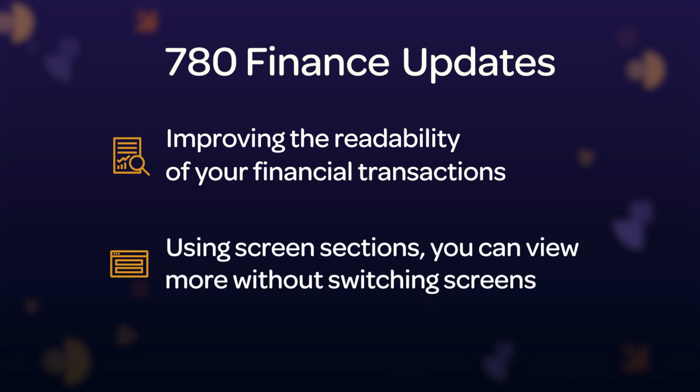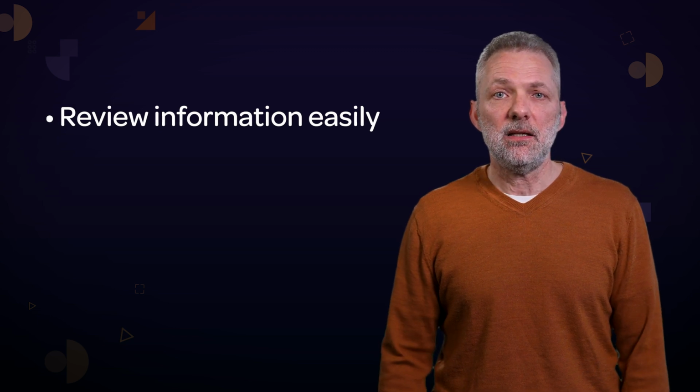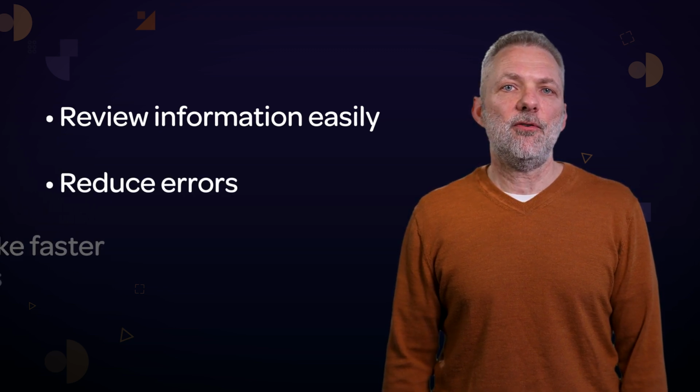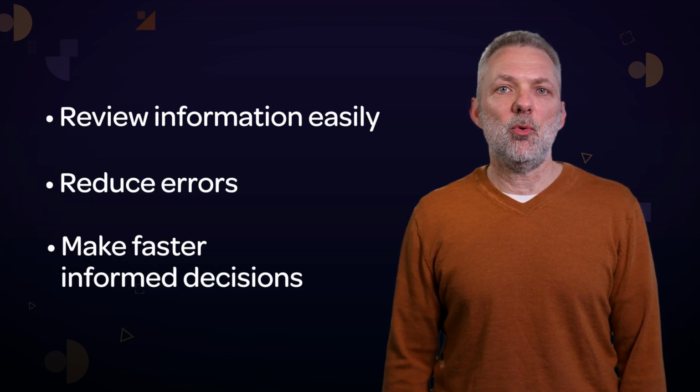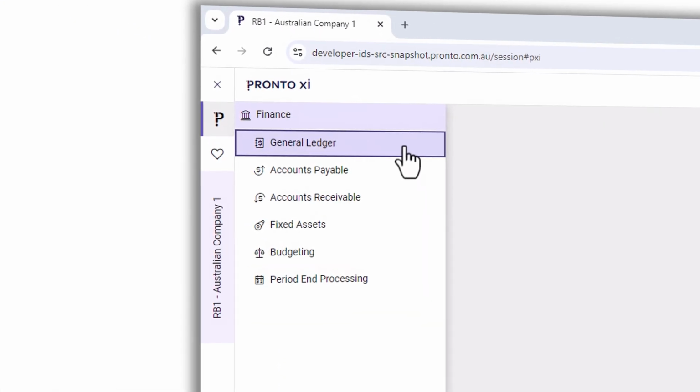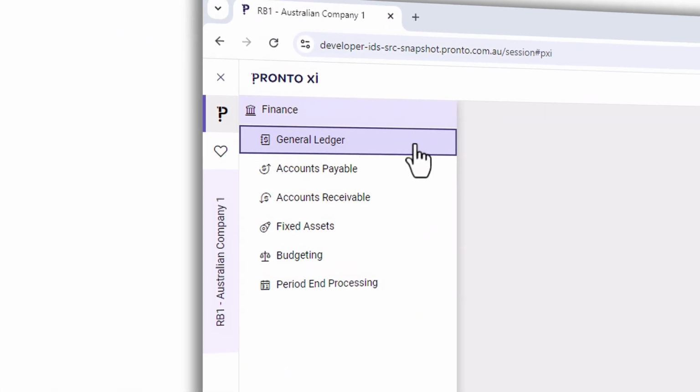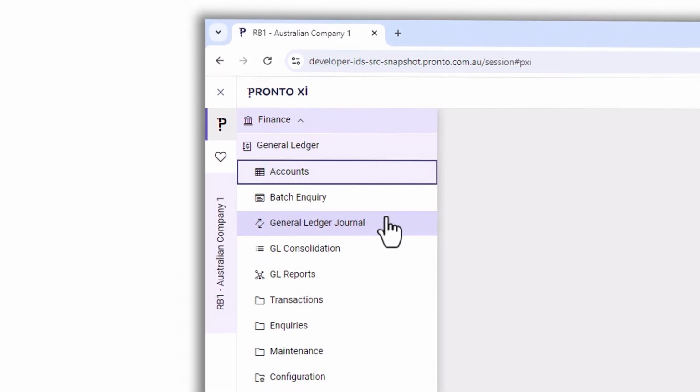Using screen sections in a single window, you can view both sides of your transaction without the need to switch screens. This enables you to review information easily, reduce errors, and make informed decisions faster with a more holistic view of your data. Your General Ledger, or GL, has been updated with an enhanced UX for improved readability and processing.